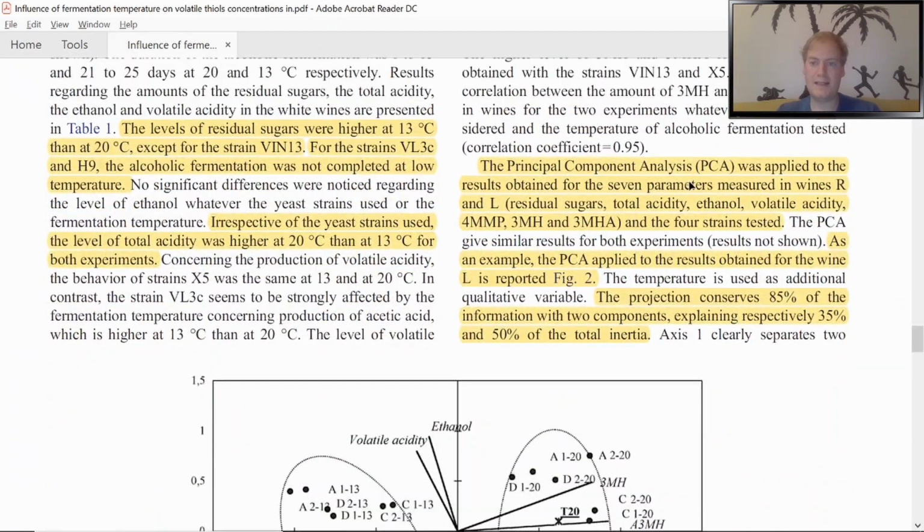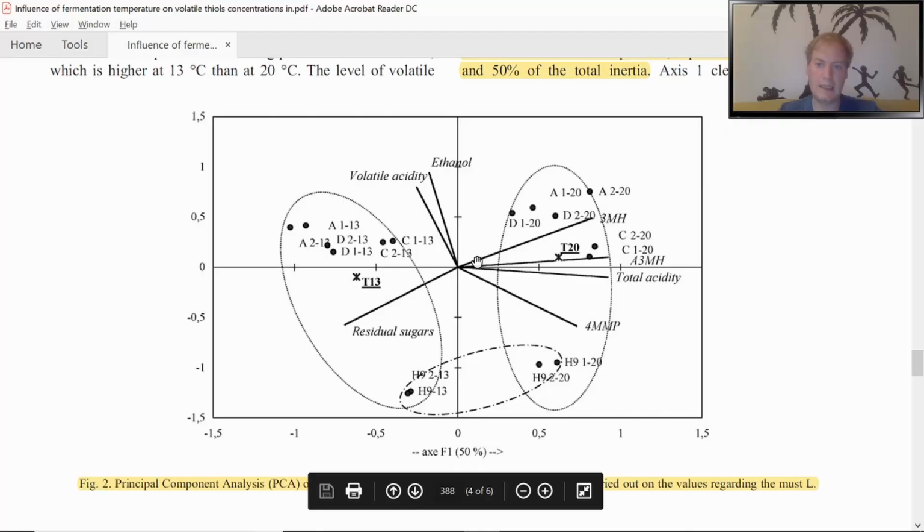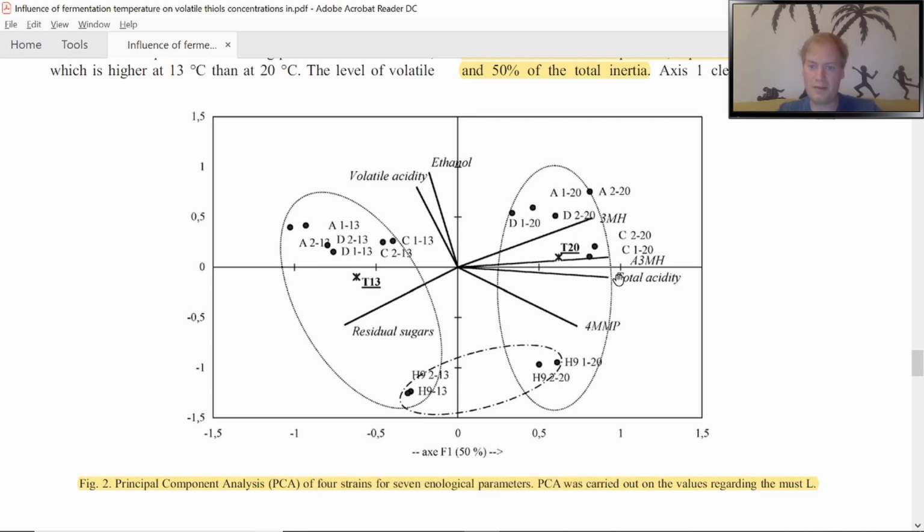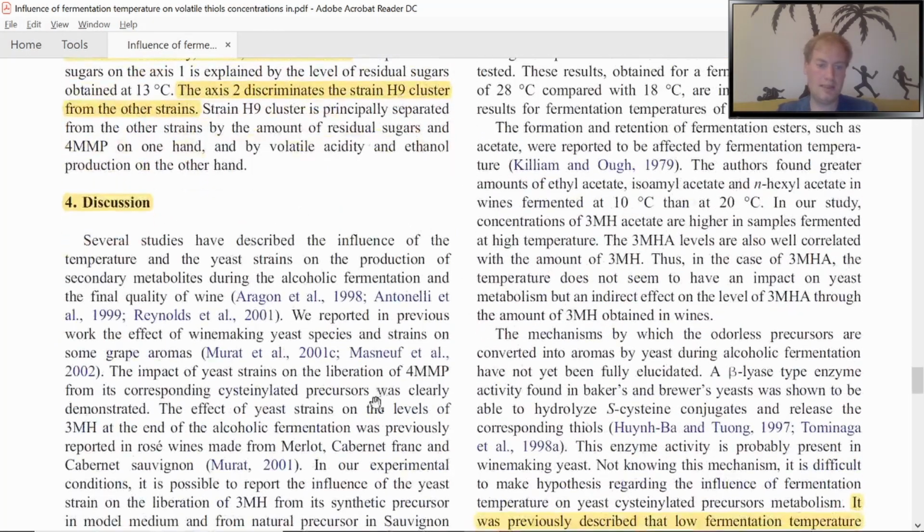Principal component analysis was applied to the results obtained for the 7 parameters measured in wines R and L. And we see clearly that the temperature of 20 degrees correlates more with the total acidity, with 4-MMP, with 3-MHA, and with 3-MH, whereas the lower temperature correlates more to the residual sugar, so we end up with a not so dry wine, and also to volatile acidity. Whereas the ethanol level doesn't correlate with anything. It's quite in the middle here. So very interesting. Let's go to the discussion.